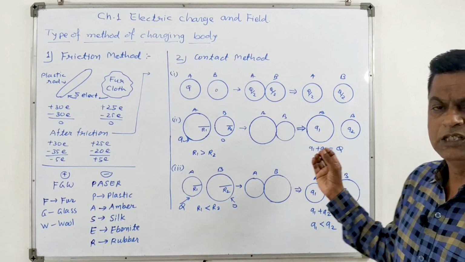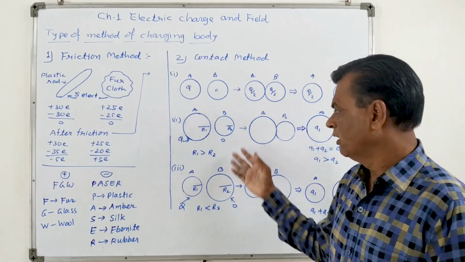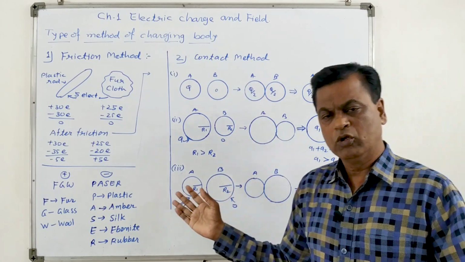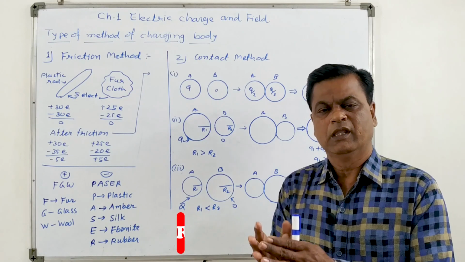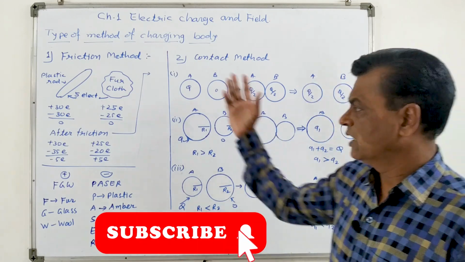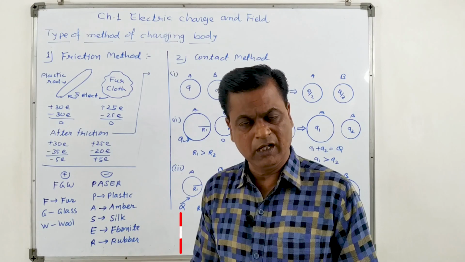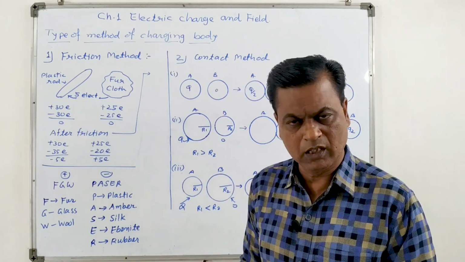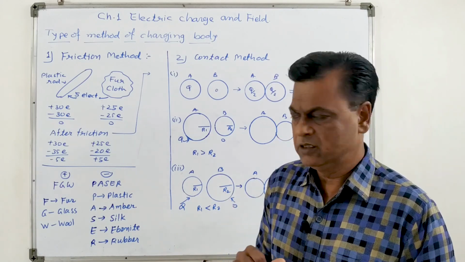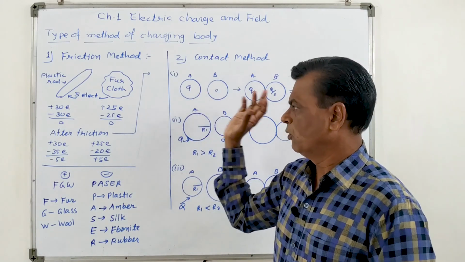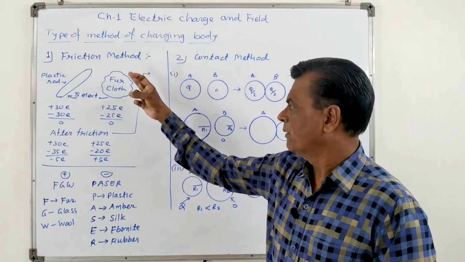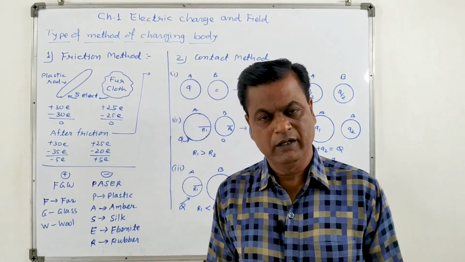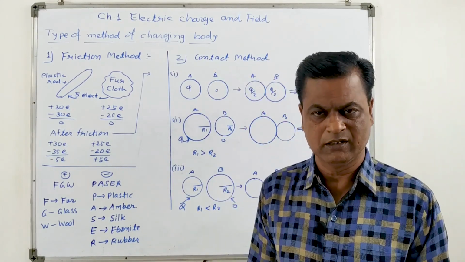So this is the contact method. In the contact method, one body is charged and the second body is electrically neutral. Both are brought in contact, then both bodies become charged. In friction, initially both bodies are electrically neutral, but due to friction, some electrons transfer from one body to another body and both bodies become charged. So these two methods I have explained: first the friction method, second the contact method, and now the third method is induction of electric charge.